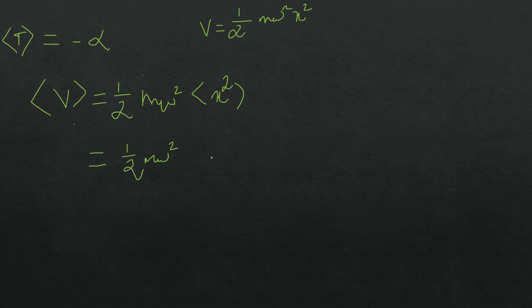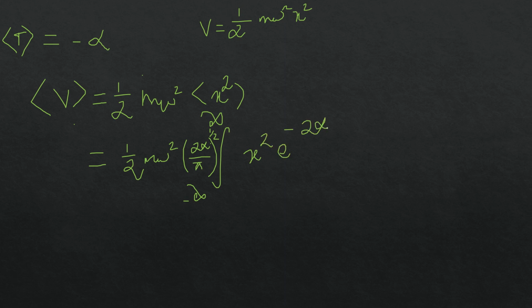Yeah, that's correct. Again, you have to take the integration from minus infinity to infinity, and this is your (2 alpha by pi) to the power 1 by 2, x square e to the power minus 2 alpha x square dx. Same integration. You just do the same integration.